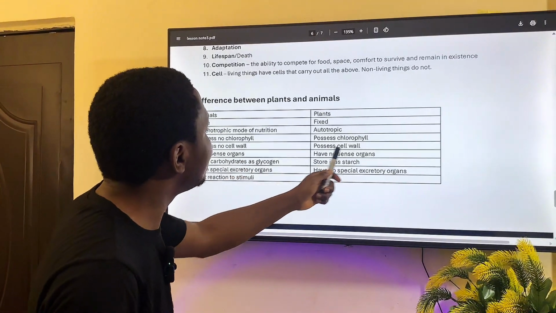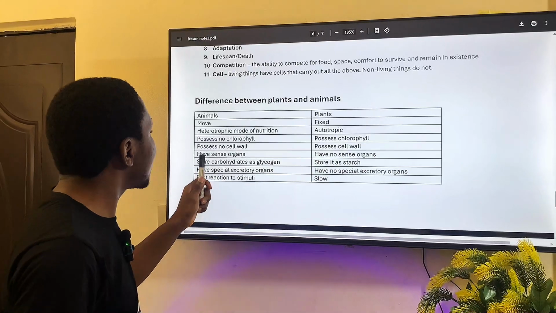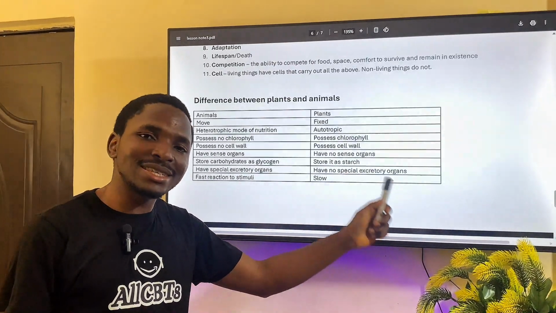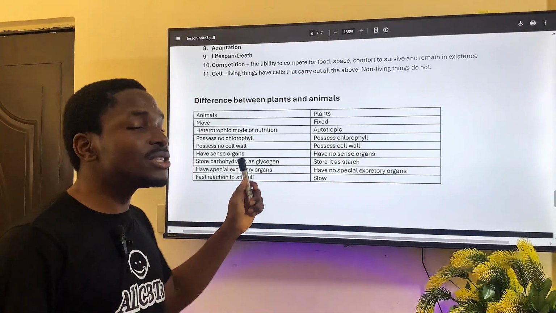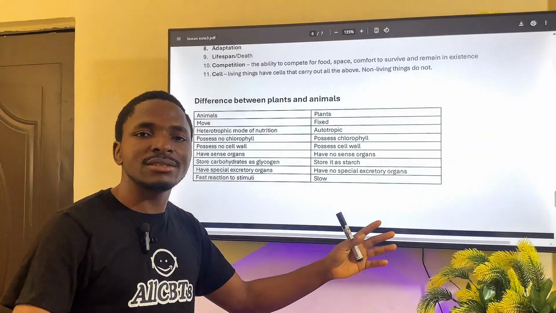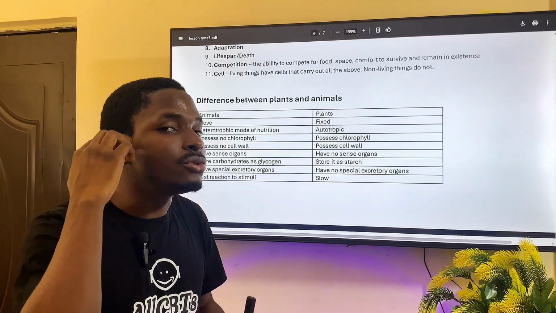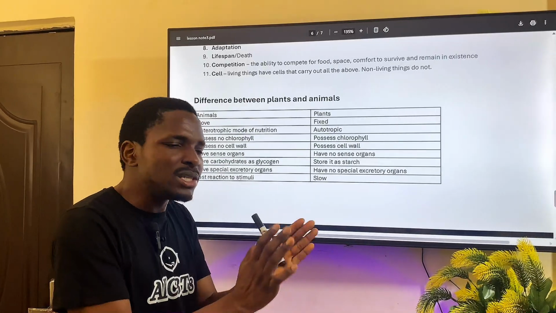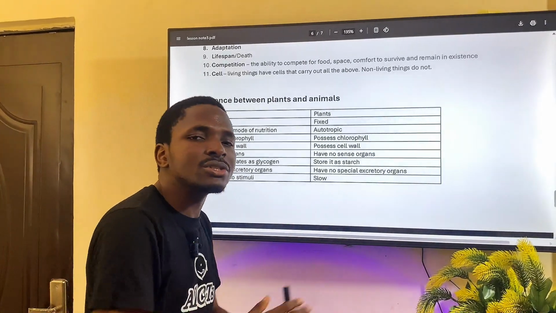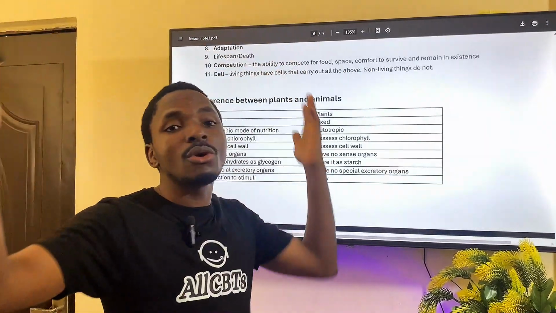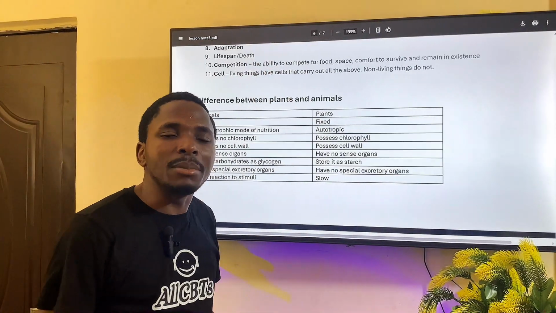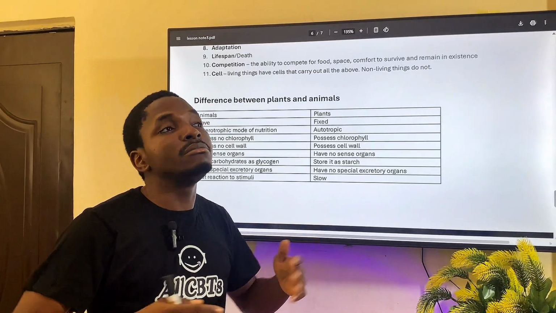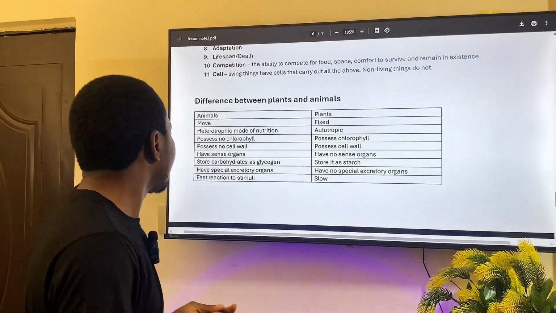So plants have no sense organs. Animals store carbohydrates as glycogen, but plants store it as what? Starch. Animals have special excretory organs. You don't pee through your ear or through your eyes. You have a special organ for excretion, but plants excrete through all parts of their body. So they have no special excretory organ, or majorly through their leaves as well.